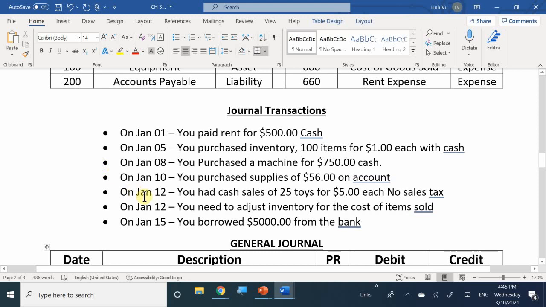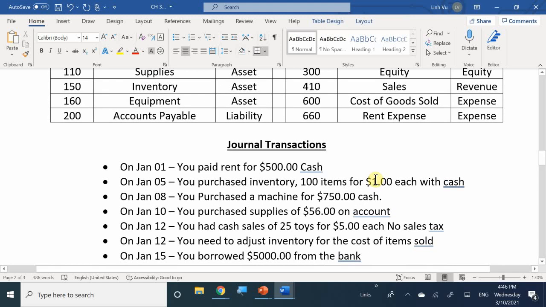On January 10, you purchased supplies for $56 on account. This is something you're going to see very often. What does it mean if I place something on an account? That means like a store credit card. Correct. Is that in any way a payment made right then and there? No. So therefore, it's a liability. Good job.